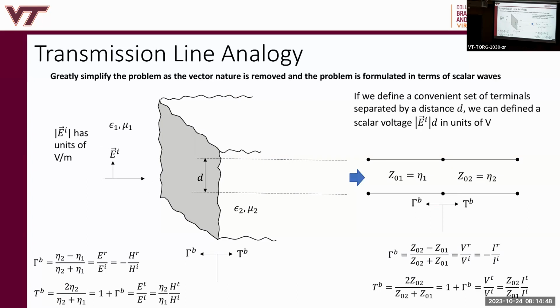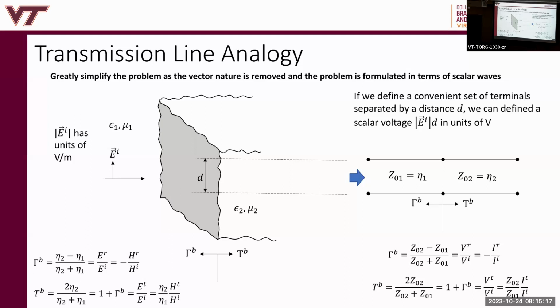So a transmission line analogy is very useful in solving these problems. And I suggest that you always try to form a transmission line model or transmission line analogy with these problems, because it'll make your life much easier. It greatly simplifies the problem, as the vector nature is removed and the problem is formulated in terms of scalar waves. So you don't have to think about vector components and all of that when you make these transmission line analogies. So how do you do it?